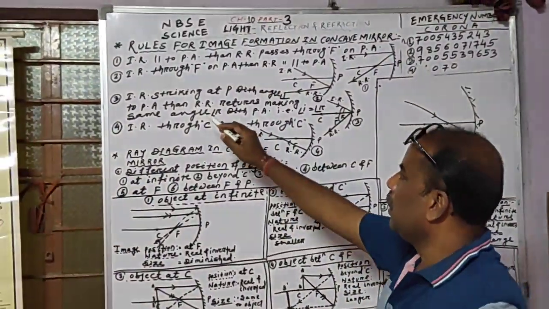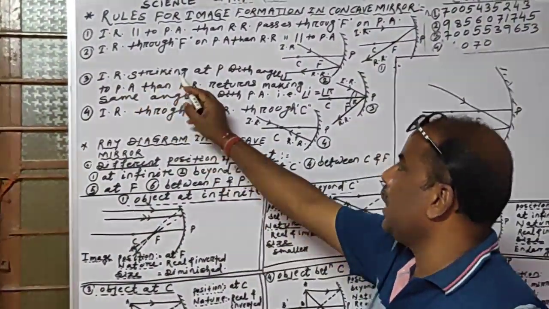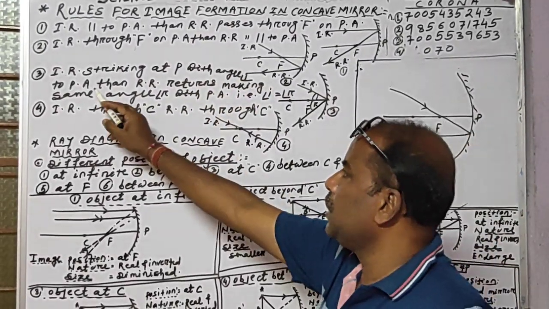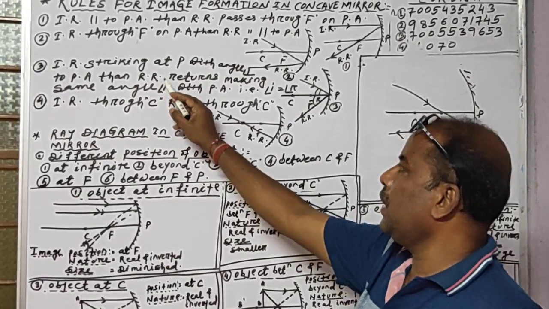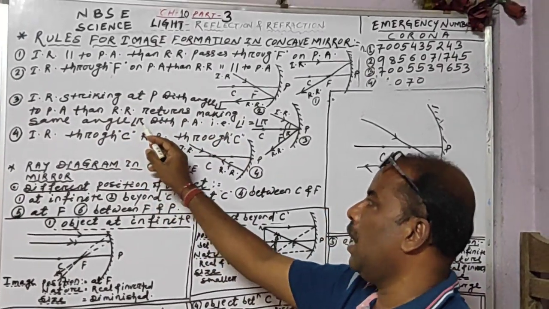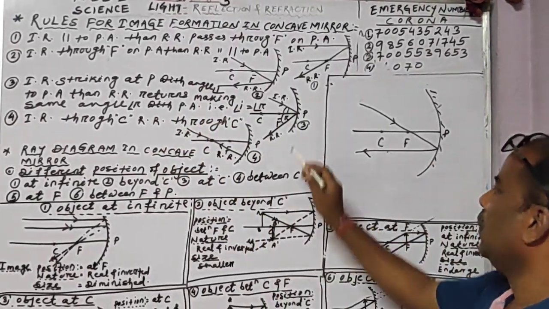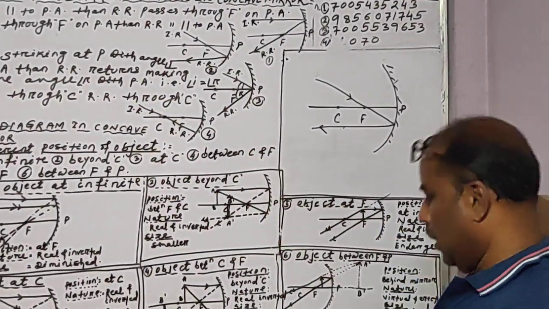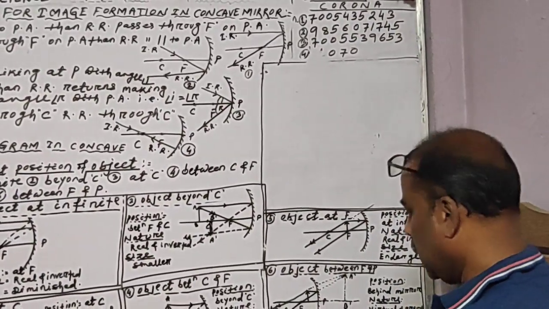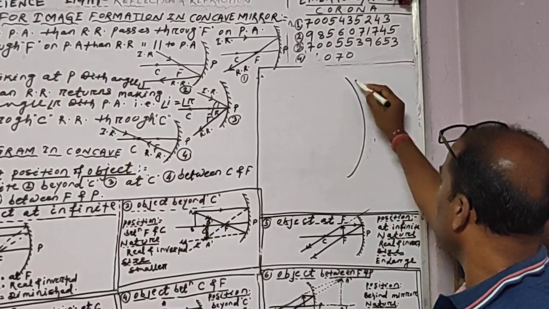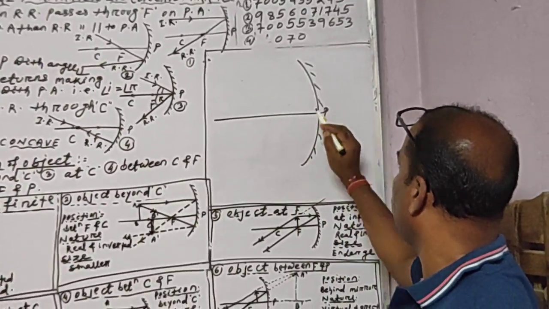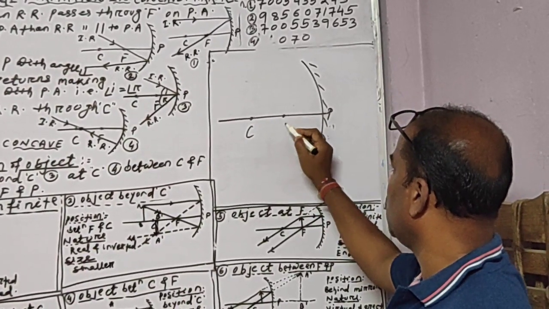The third rule is that if an incident ray strikes at the pole P with angle i to the principal axis, then the reflected ray returns making the same angle, that is angle r, with the principal axis. This is the figure for point 3. Let us see the figure here also. This is also a mirror. Suppose the shaded part is the rough surface. This is the principal axis, pole. This is C. This one is F.